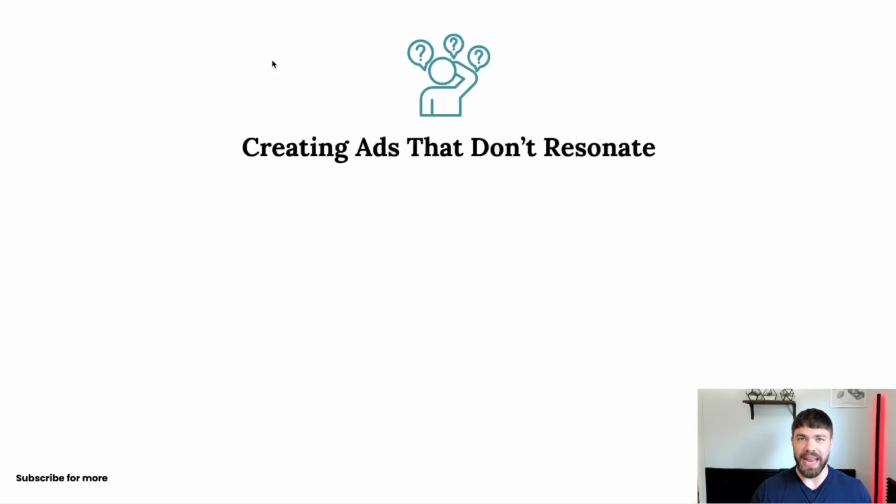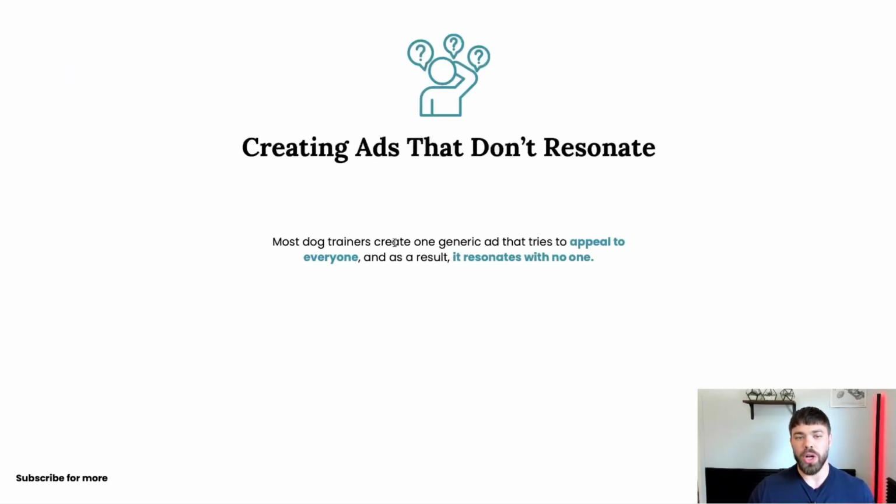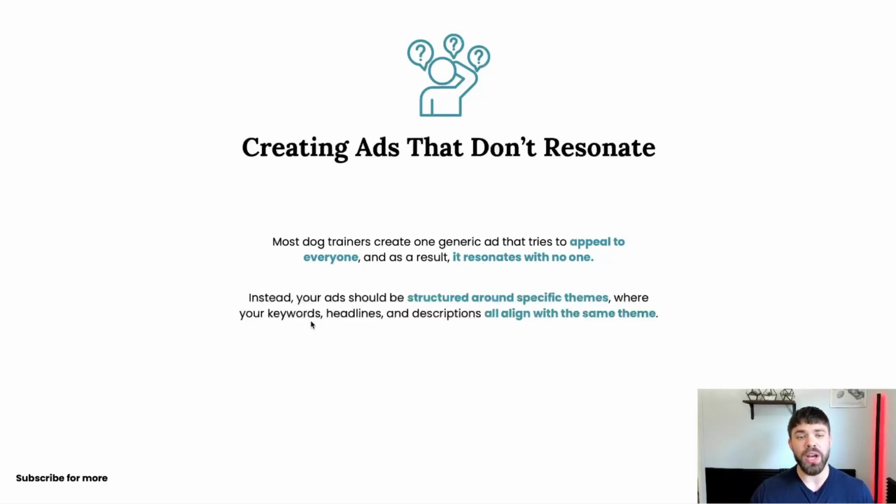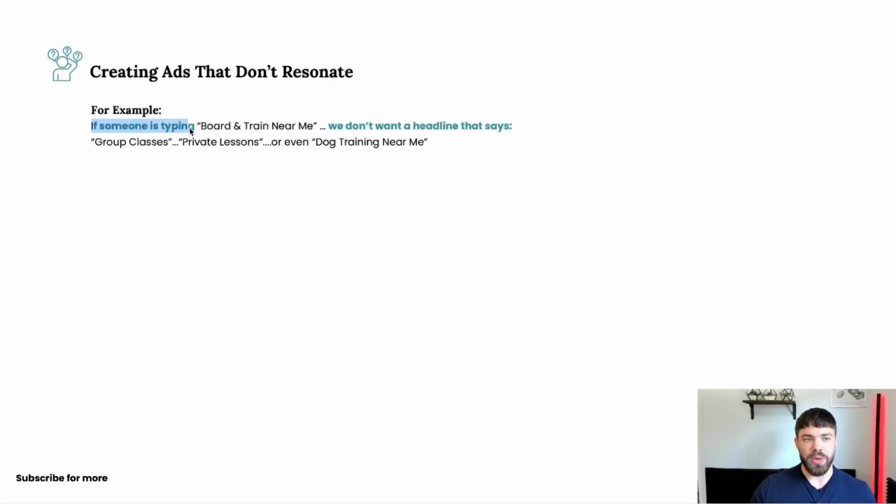And then we have creating ads that don't resonate. Most dog trainers create one generic ad that tries to appeal to everyone, and as a result, it resonates with no one. Instead, your ads should be structured around specific themes where your keywords, headlines, and descriptions all align with that same theme. So for example, if someone is typing board and train near me, we don't want a headline that says group classes, private lessons, or even dog training near me. You want a headline that is board and train related. We want relevant ads to surface for relevant search terms.